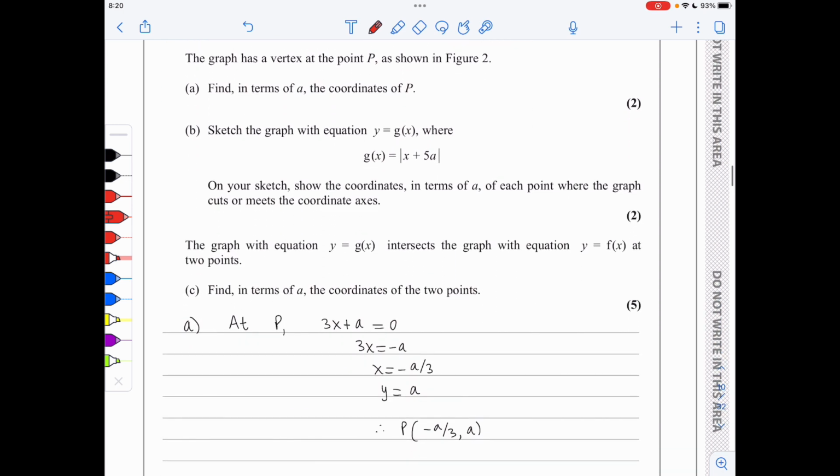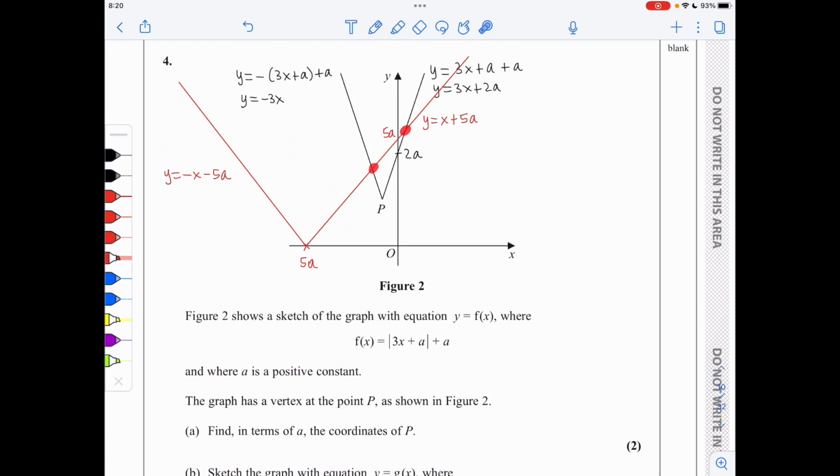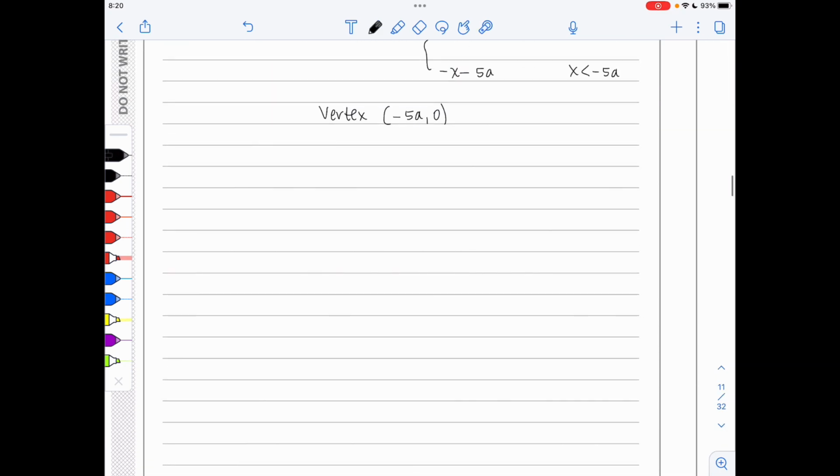And then it says, find in terms of a the coordinates of the 2 points where the two graphs meet. So we're looking at this one and this one. The fact that I have identified each line segment with its equation means that I can easily see that to find this point here, I will equate this with this, and to find the other point here, I will equate this with this. So this makes our life a lot easier for part C. So for C, we've got x plus 5a is equal to minus 3x.